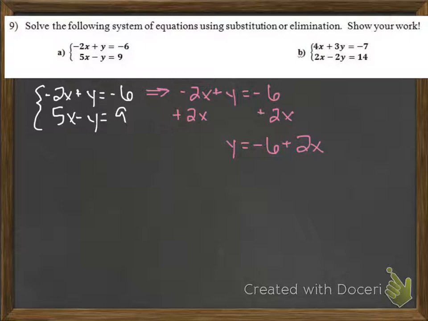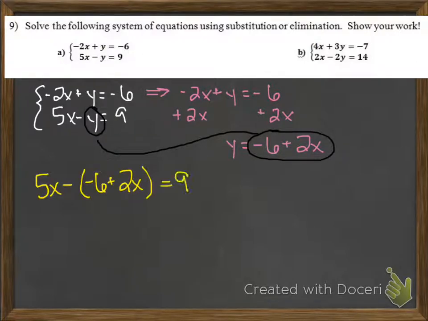Now I'm going to take my new result for y and plug that into the other equation wherever I see a y. And so now I can write this new equation that has only x's in it. The parentheses there are very important because you have to make sure to distribute the negative that's shown to all parts that are in the parentheses. That's going to change the signs of some of the things that we have. So now we'll have 5x plus 6 minus 2x is equal to 9.